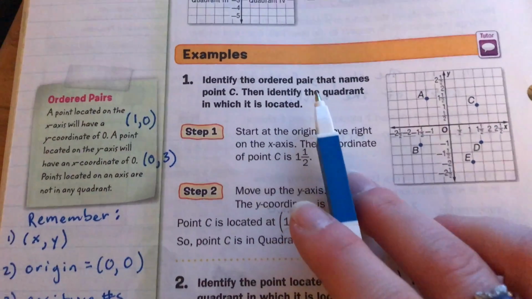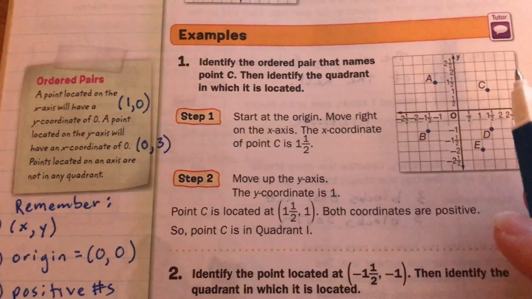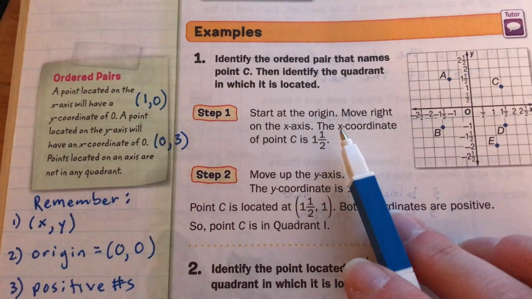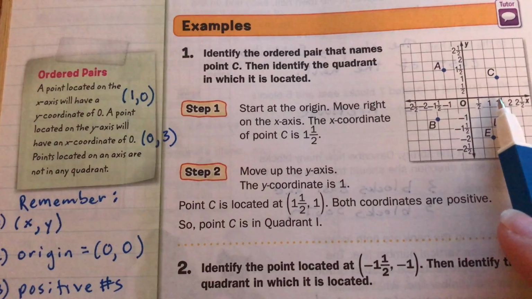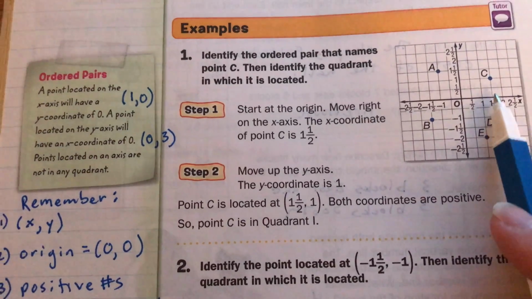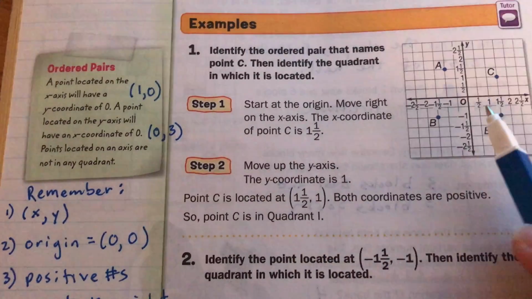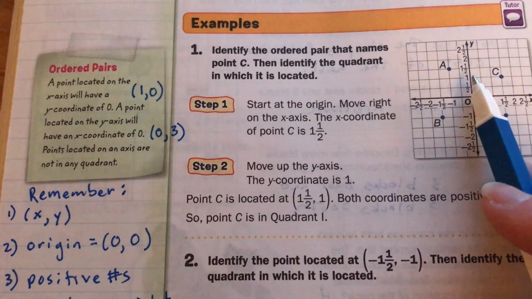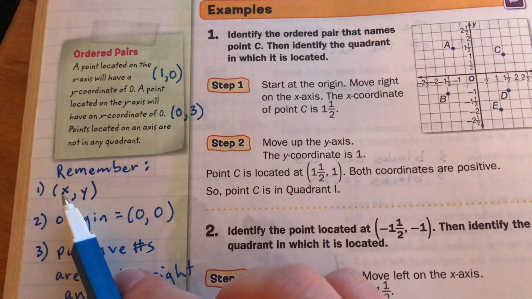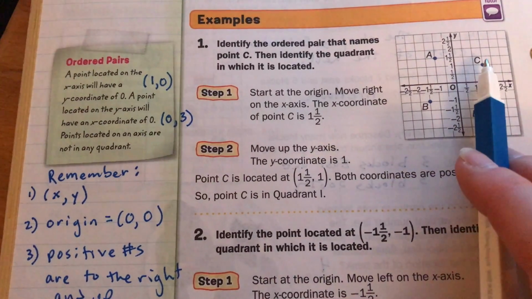Number 1, identify the ordered pair that names point C, then identify the quadrant in which it is located. So, C says start at the origin, move right on the x-axis. When you move right on the x-axis, you know that this is at 1.5. So the x-coordinate is 1.5. Step 2, you move up the y-axis, and the y-coordinate takes you up here, at 1. So the y-coordinate is 1. Therefore, you write that ordered pair x comma y, so 1.5 comma 1. That's where point C is located.